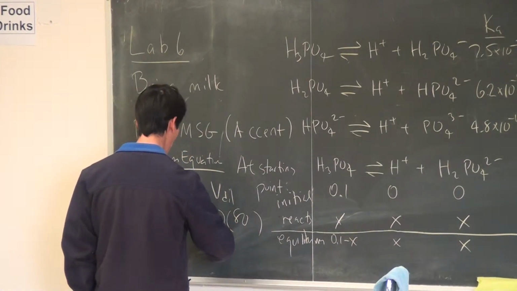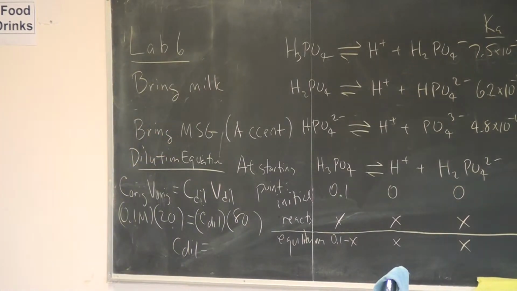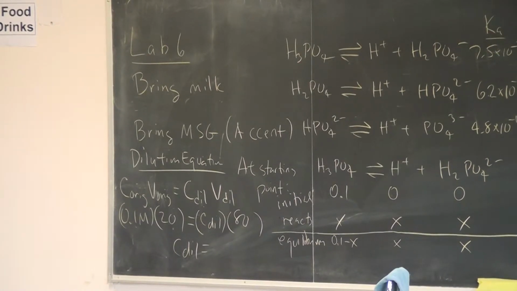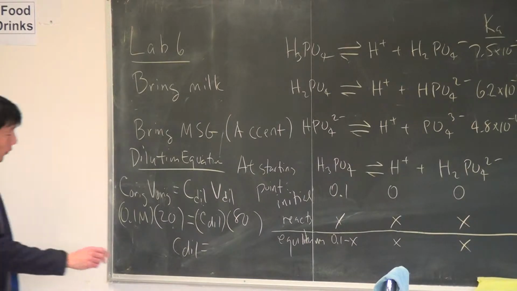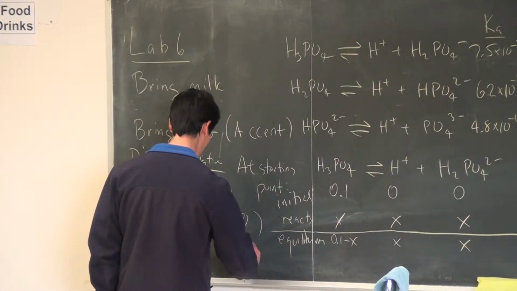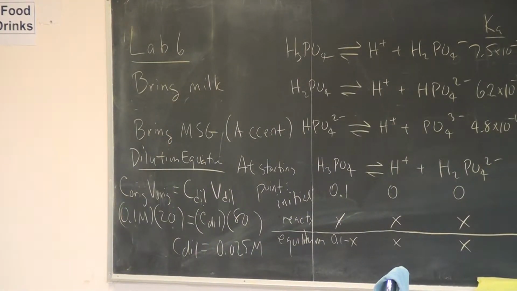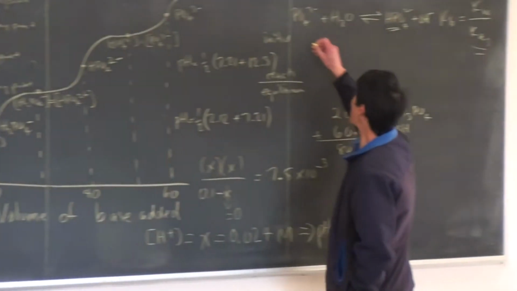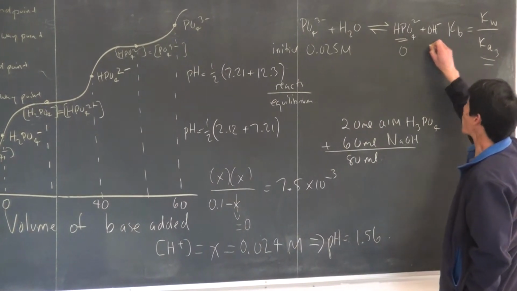And this is C diluted. So we want to find that. So let's solve for C diluted, and that's equal to 0.025. So that means that for our initial concentration of phosphate, this is 0.025 molar. Okay, so we can do what we did before.